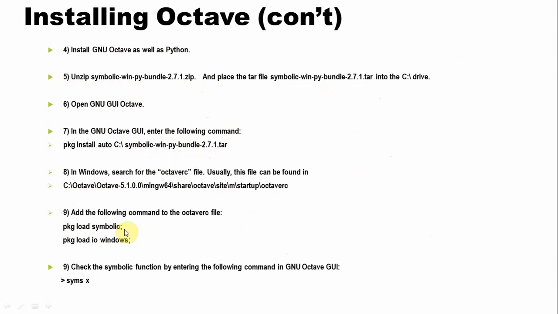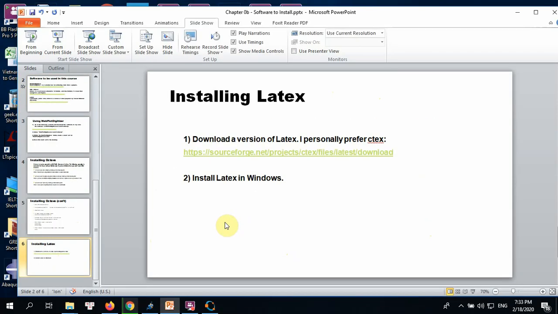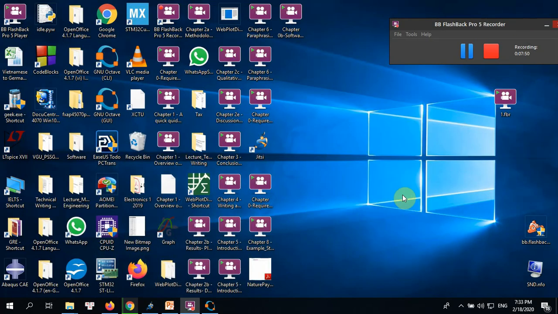Another thing you need to load is IO and Windows. You just need this command, pkg load io windows. And finally, you can test it in the GUI by submitting this command. So I would like to show you some illustration. GNU Octave.